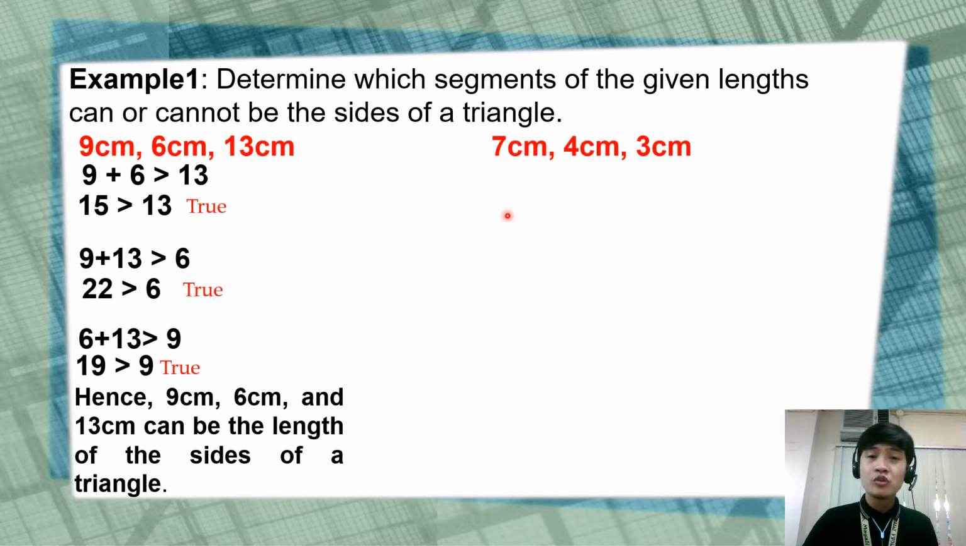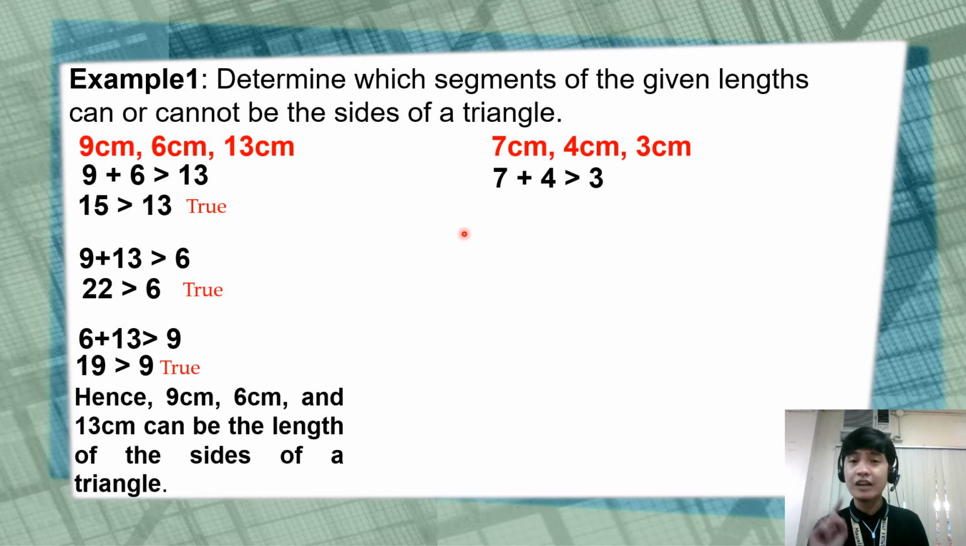So again, just like what we did on this side, we can say 7 plus 4 is greater than 3, wherein our third side here is 3. So sabi natin, the sum of any two of its sides should always be greater than the third side. I-check natin kung mag-a-apply dito. So that is 11 is greater than 3. And obviously, we know that 11 is greater than 3. So it's a true statement.